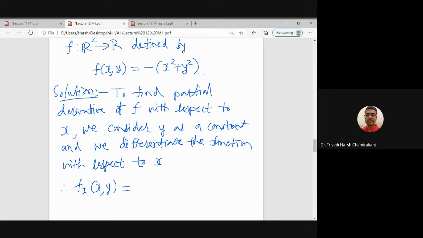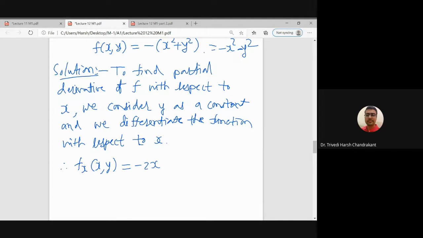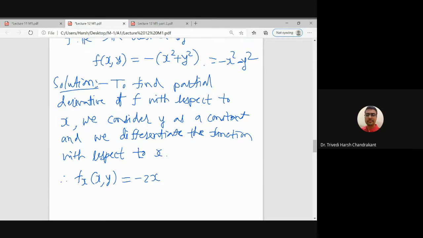So our function is essentially minus x square minus y square. If we differentiate minus x square minus y square by considering y as a constant, then what will be the derivative? Derivative will be minus 2x, right? Because y we are considering as a constant, so minus y square has derivative 0 with respect to x.